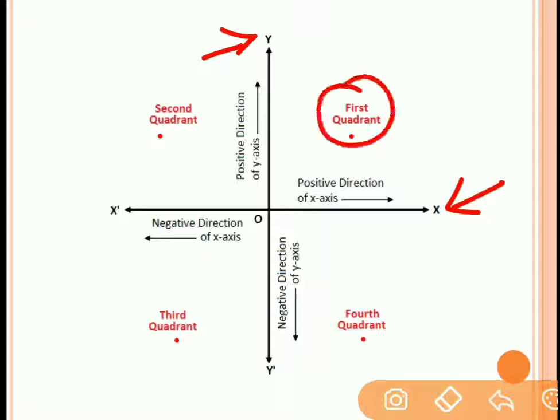First quadrant consists of positive elements of x and positive elements of y. Second quadrant consists of negative elements of x and positive elements of y. Third quadrant consists of negative elements of x and negative elements of y. And the fourth quadrant consists of positive elements of x and negative elements of y.